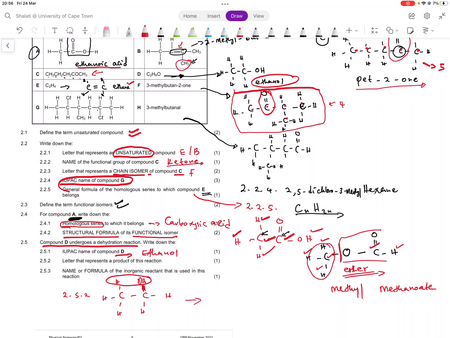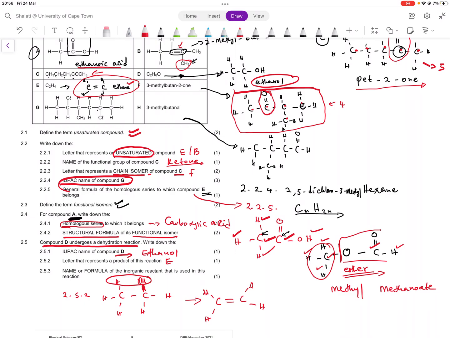You know, when you remove something completely, you're going to be left with less number of bonds, which will result in a double bond. So let's see which compound is this one. Letter that represents a compound, a product of this reaction. So let's check which one is it. So it's going to be compound E. We already worked it out. So compound E.